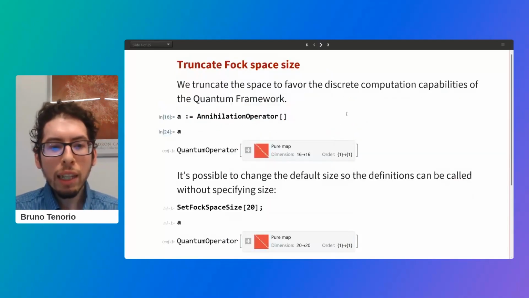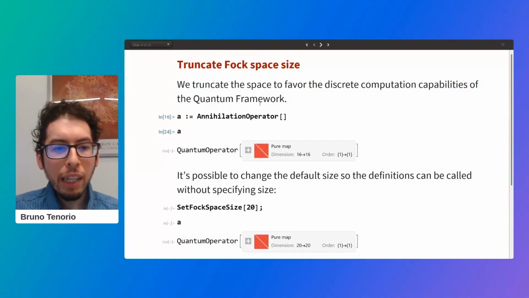So how does this work? Of course, we cannot work in an infinite dimensional space. We have to truncate the space to favor the discrete computation capabilities of the quantum framework. Especially, we will make full use of the qubits feature. Our fundamental objects are the annihilation and the creation operator. Of course, one is just the Hermitian conjugate of the other.